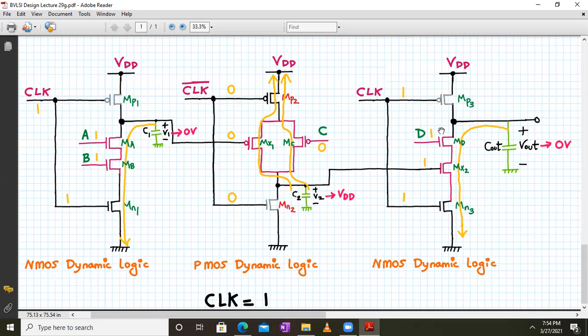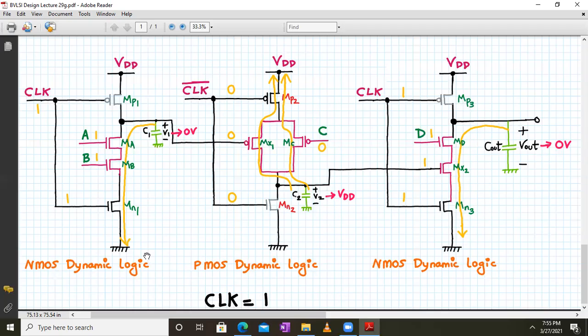Also input D, the input to the transistor MD, is also 1. That means both MD and MX2 are on and the clock is 1. When the clock is 1, the MP3 transistor is off and the MN3 transistor is on, and hence the output node capacitor C out discharges towards the ground via the transistors MD, MX2 and MN3. Hence my output V out will be 0.